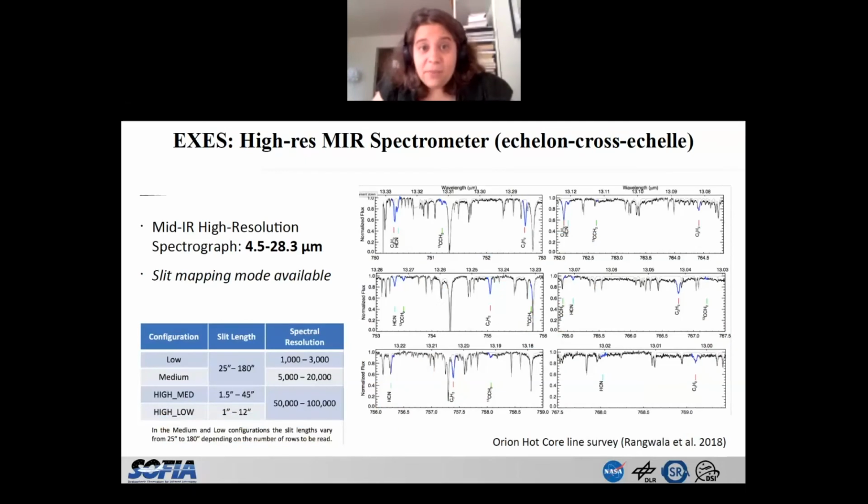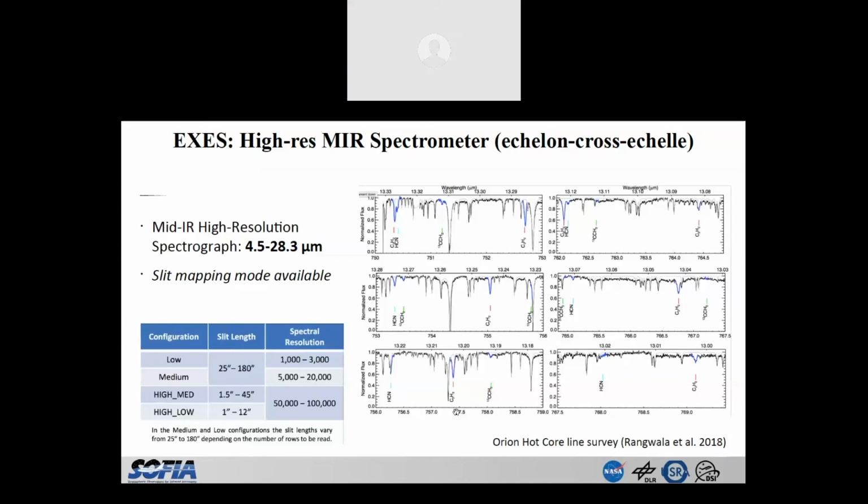Next is EXES, our mid-infrared high-resolution spectrometer. That's an echelon cross-echelon instrument from 4.5 to 28.3 microns. So that's really the counterpart of TEXES on the IRTF, but it observes those windows that cannot be gotten from the ground, from Mauna Kea. Very high spectral resolution, up to 100,000, really good for spectral surveys of some bright sources like hot cores. You can check out this Orion hot core line survey, for example, that can give you an idea of the type of data that you would be getting.